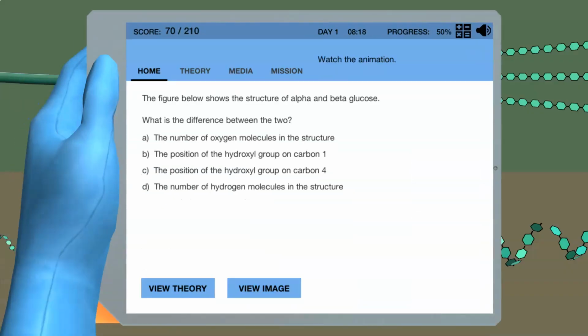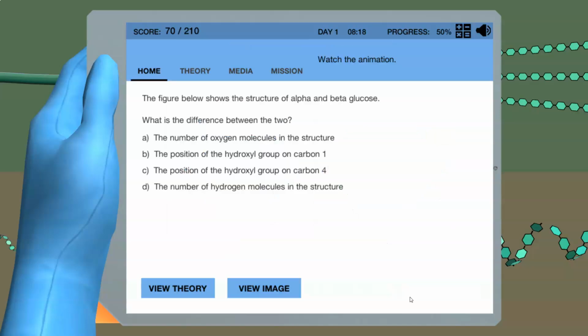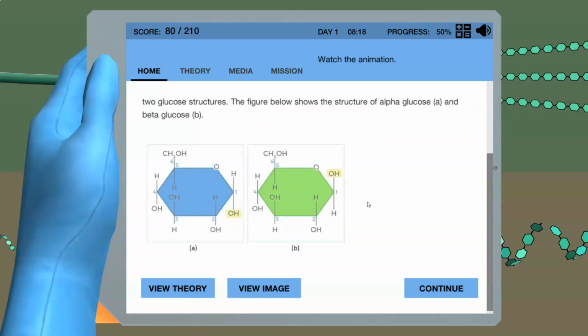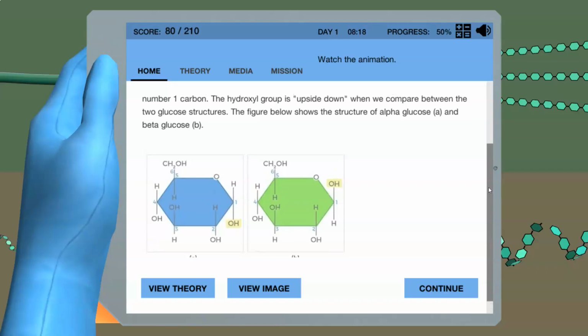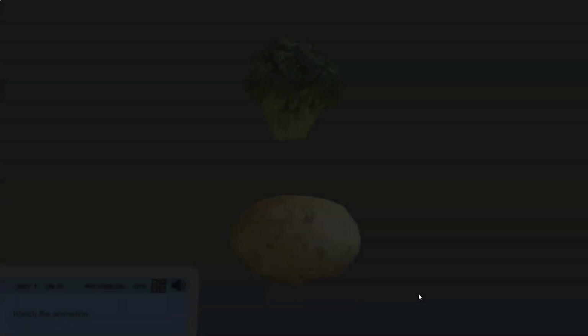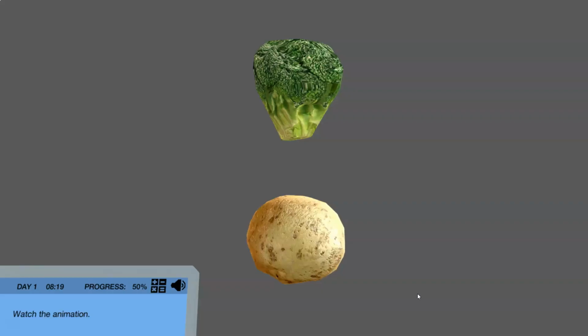The figure below shows the structure of alpha and beta glucose. What is the difference between the two? The alpha and beta glucose differ in the position of the hydroxyl group attached to the number 1 carbon. The hydroxyl group is upside down when we compare the two glucose structures. So the glucose in starch is an alpha glucose while the glucose in cellulose is a beta glucose.